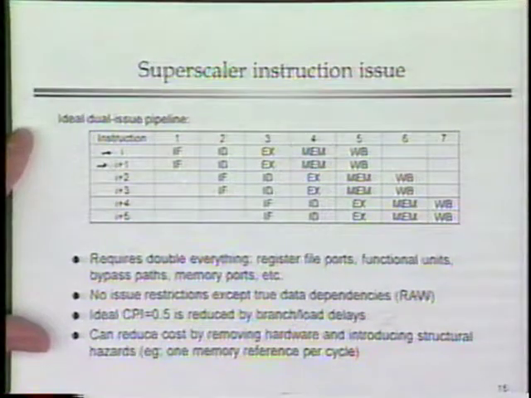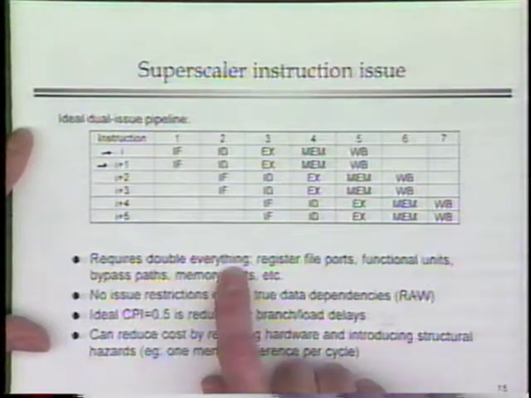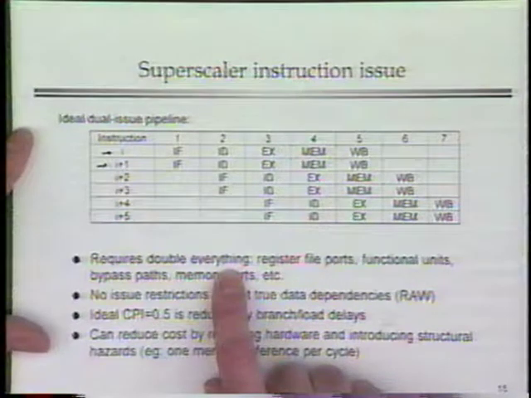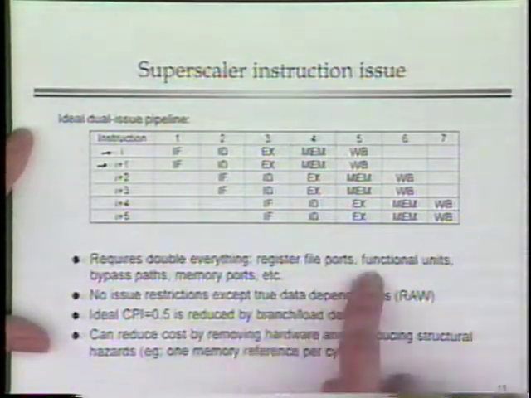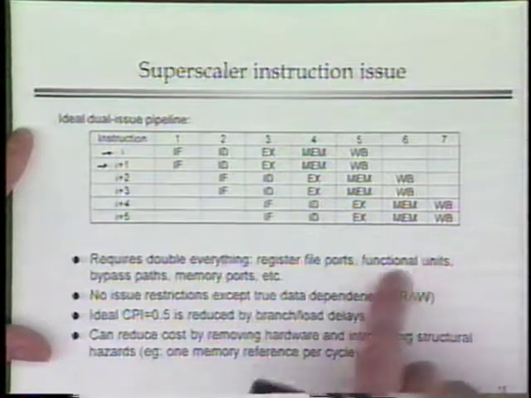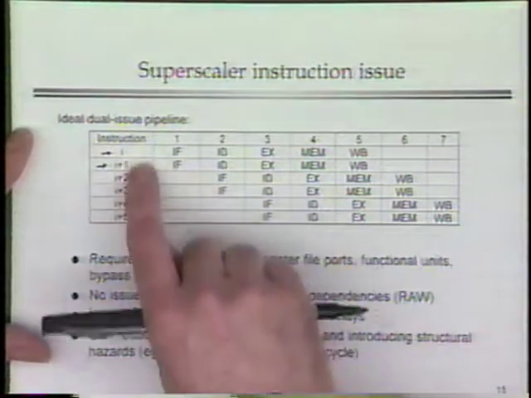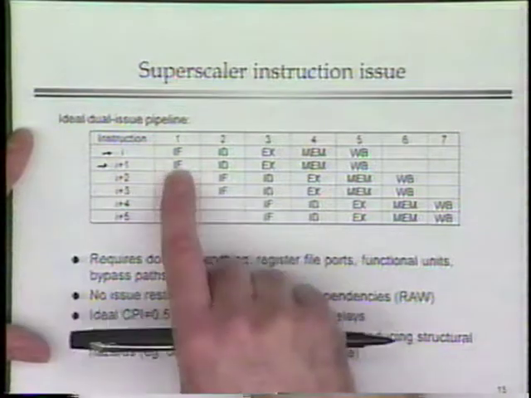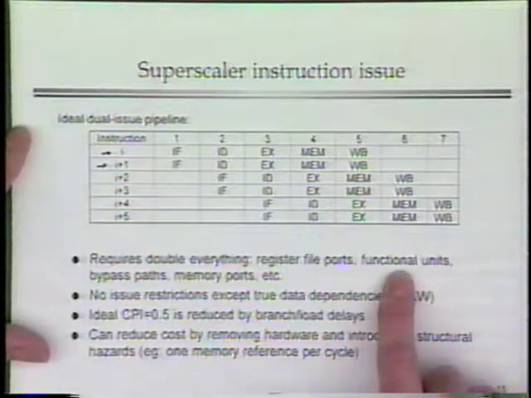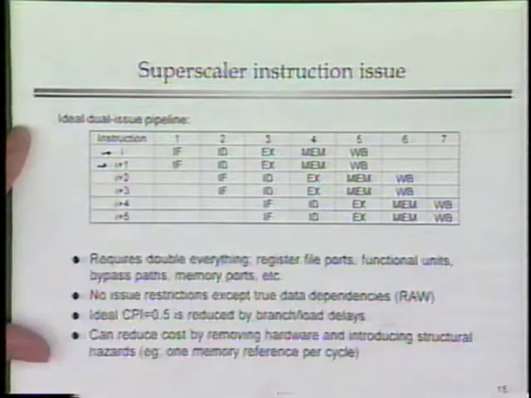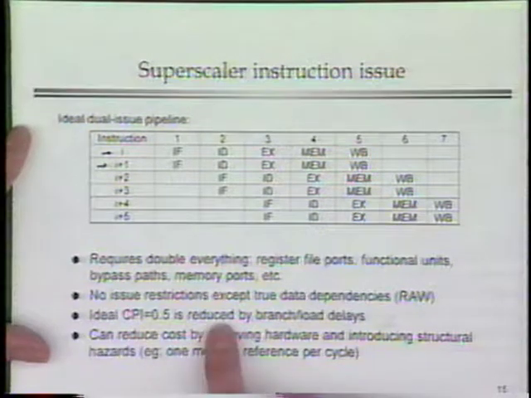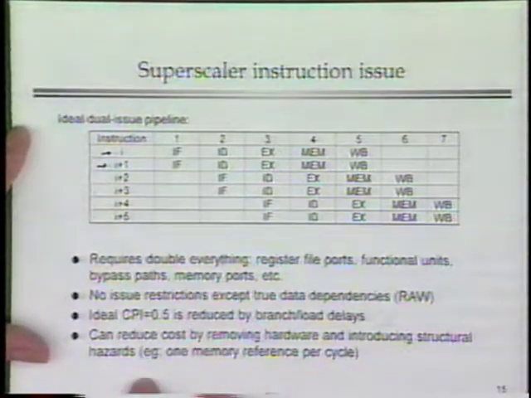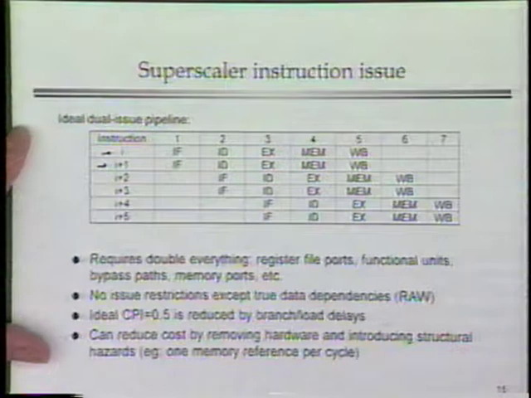Well, got some problems, obviously. For one thing, you've just doubled everything that you need to execute in the machine. The register file now has to have twice as many read and write ports as it had before. You have to have twice as many functional units as you had before, under the assumption that there are no restrictions about which instructions get paired up. So you can't have just one floating point unit and one fixed point unit, because this pair might be 2 fixed point instructions.